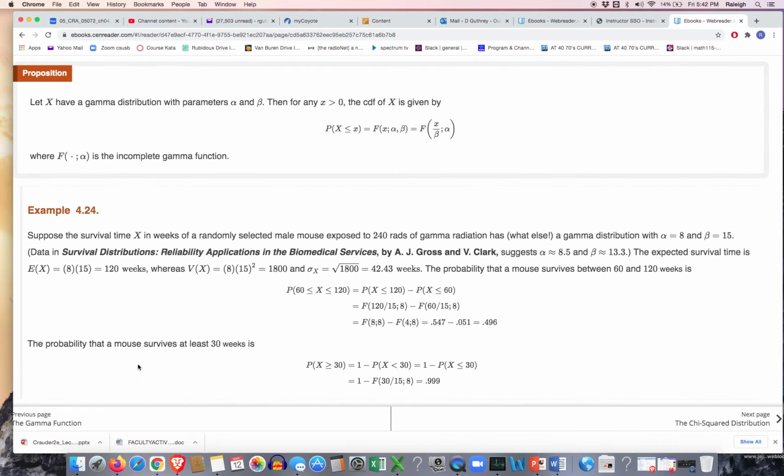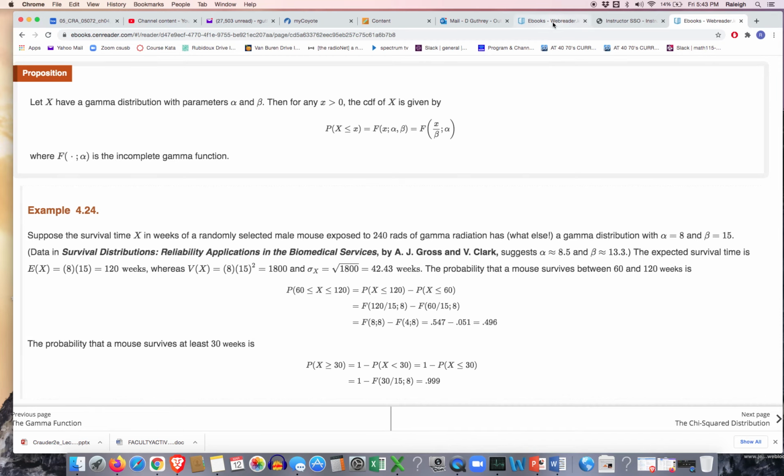And the probability that a mouse survives at least 30 weeks, of course, well, anyway, the difference from the prior example is just about 50%, 49.6%. To be greater than 30, well, we'd need to, of course, get the cumulative value. And 30 over 15 is 2, so this is F of 2 comma 8.